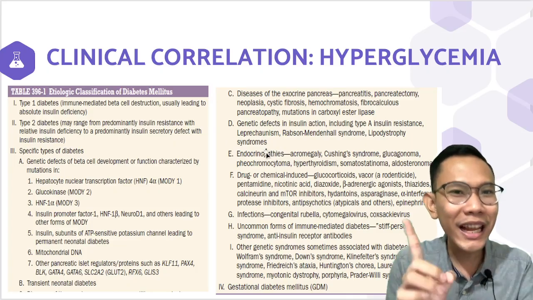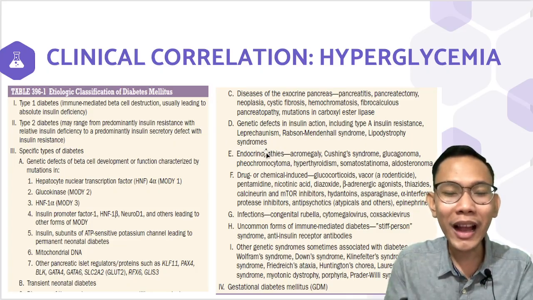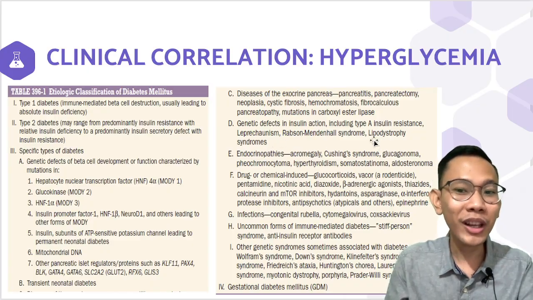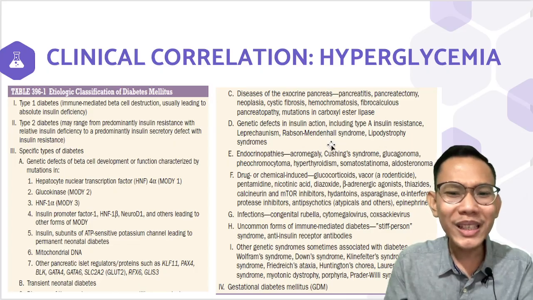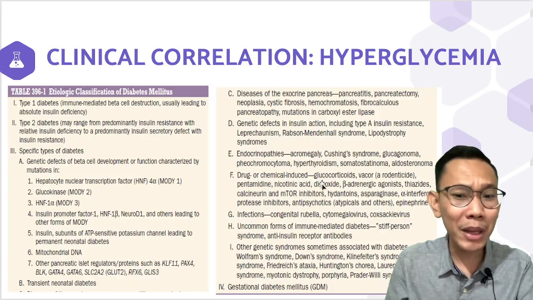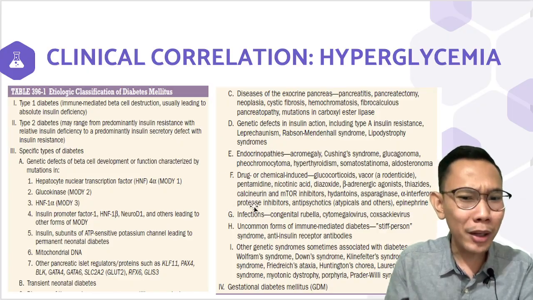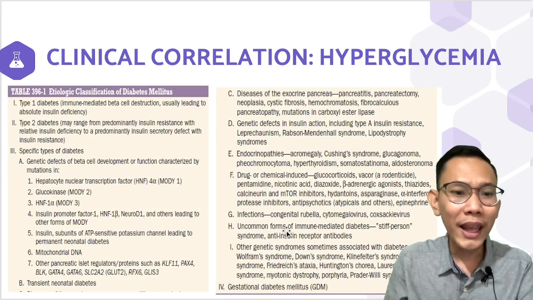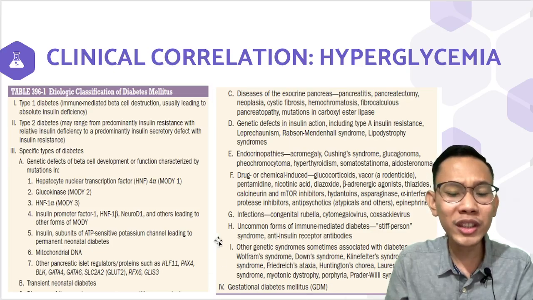So, pagdating natin sa endocrinology, sa ClinChem CC2, we will be discussing your acromegaly, your Cushing syndrome. You will discuss that, or you will learn more about that. Pwede siyang drug or chemical induced, pwedeng brought about by certain infection, or immune-mediated diabetes, or other genetic syndrome. And the last classification is your gestational DM.